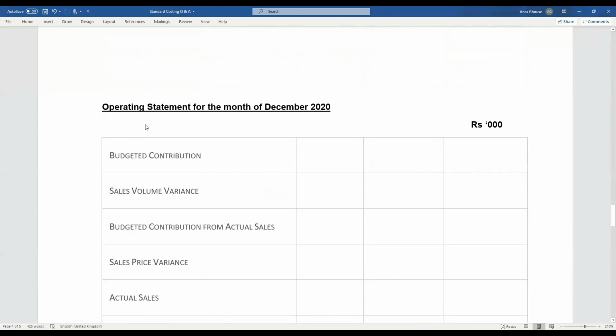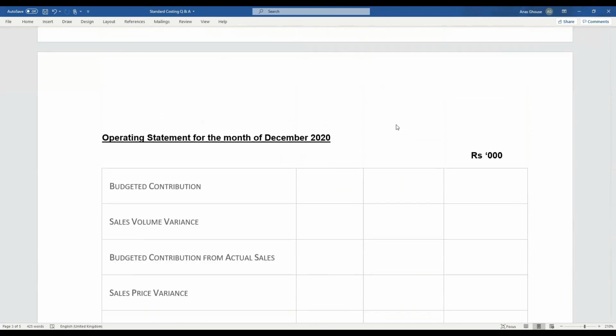Okay, now we'll move on to the operating statement. So how much will our budgeted contribution be? We were planning to produce 1,020 and our budgeted contribution was 30,000. We'll take it in thousands here. So budgeted production 1,020,000 times the budgeted contribution of 30,000 gives 30,600,000.